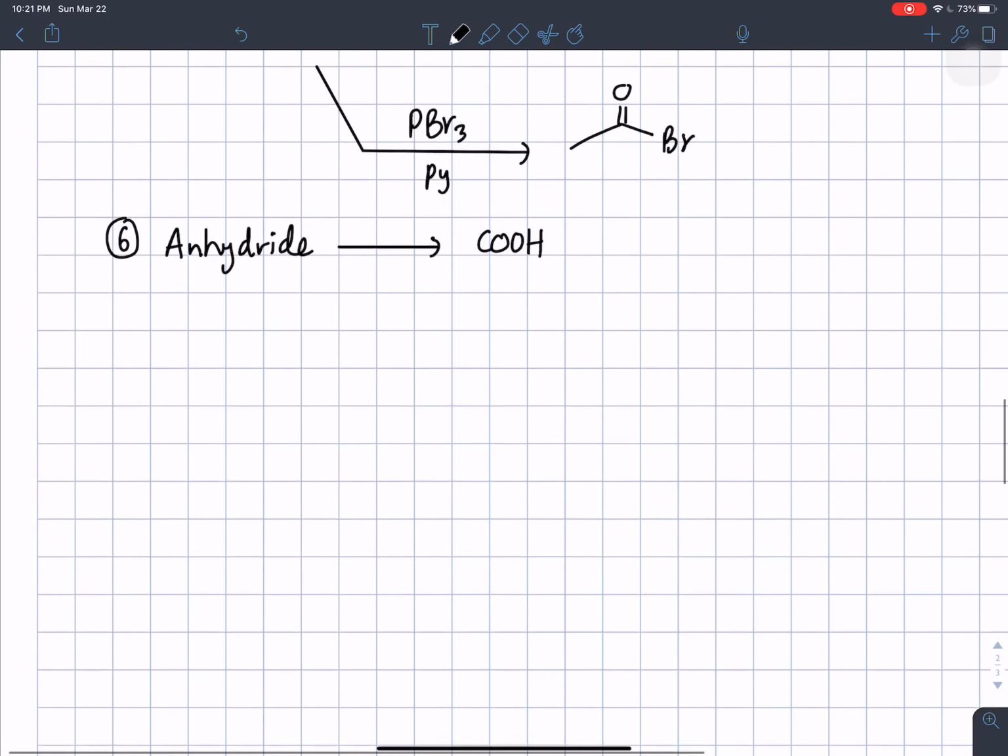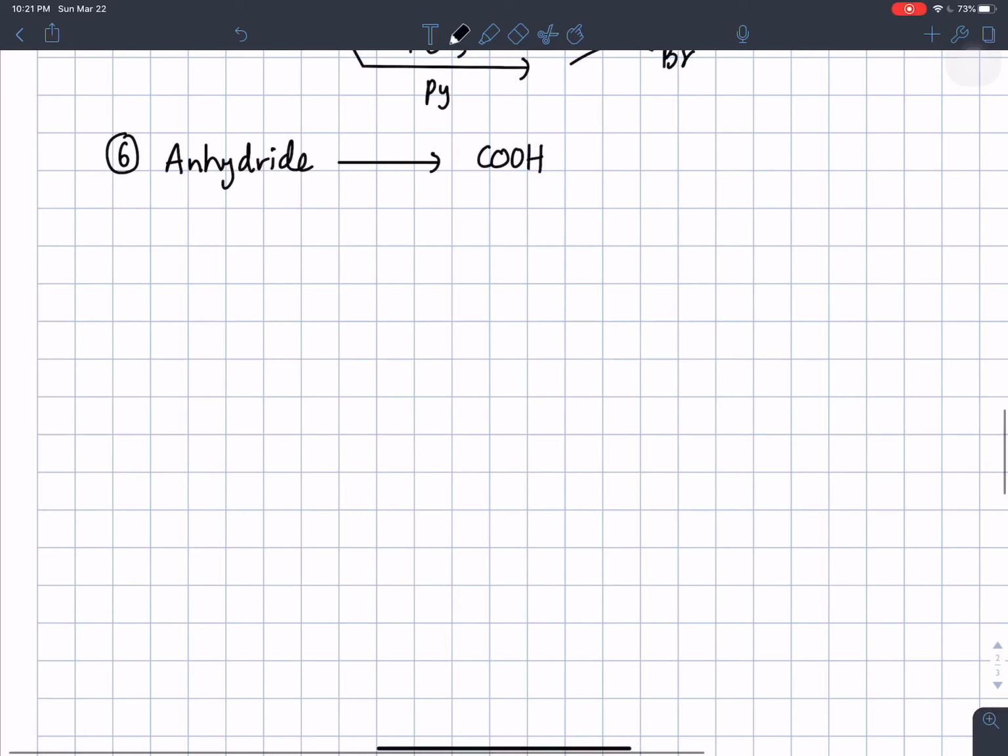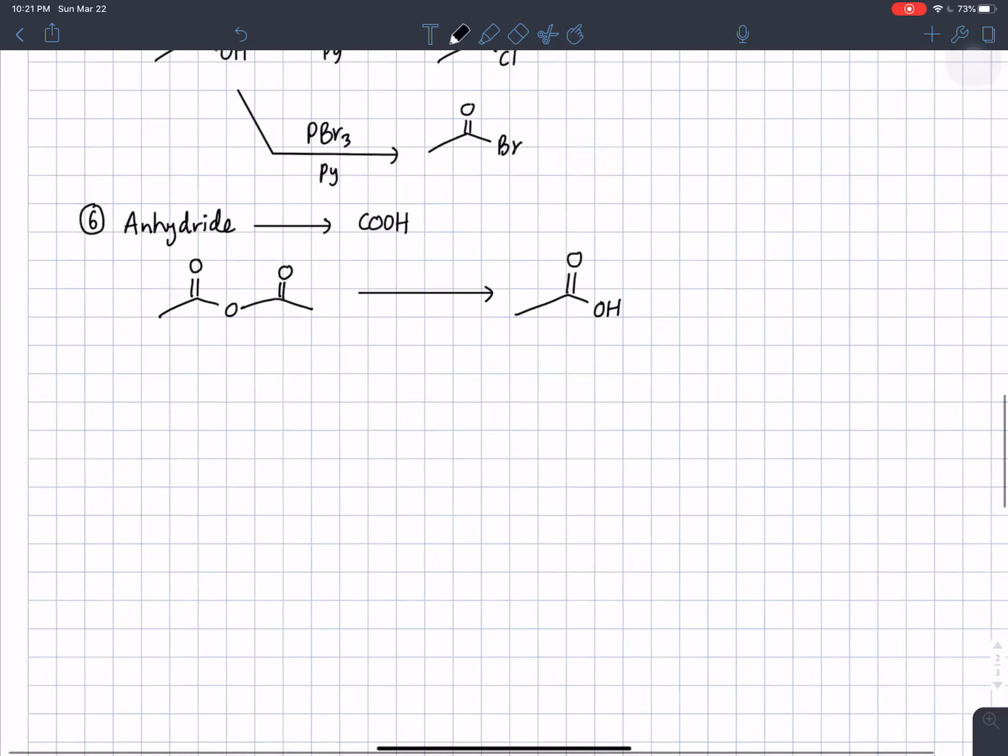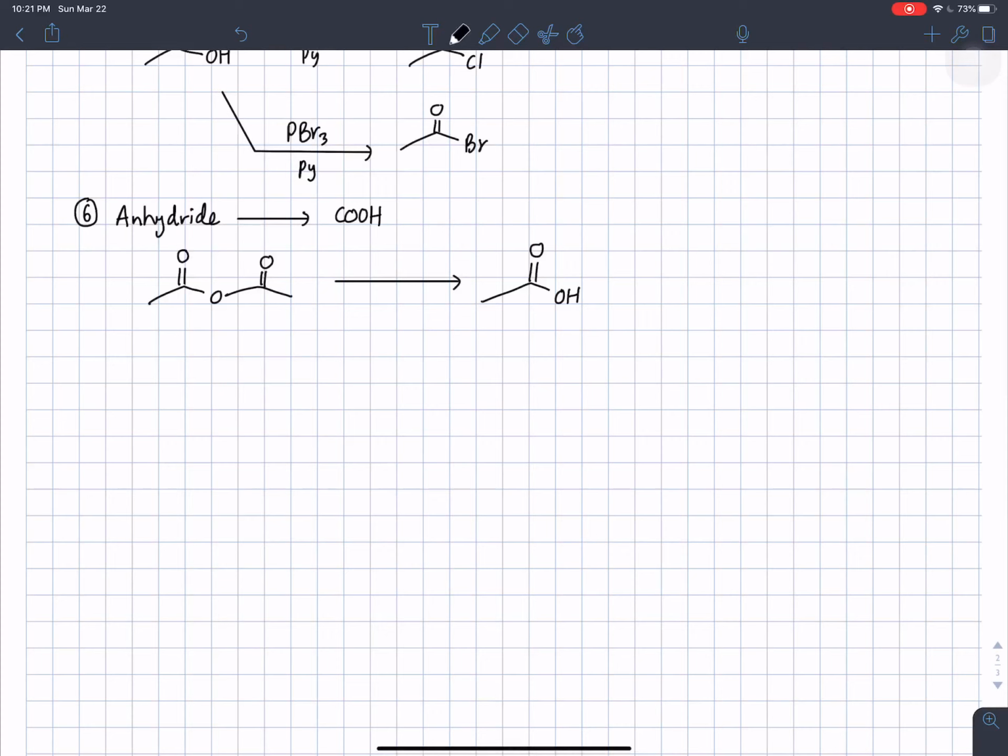Okay. Anhydride to COOH. So just like acyl chlorides, if you want to go from an anhydride, which looks like this, to a carboxylic acid, you don't need much. You can just use water, because anhydrides are considered reactive.